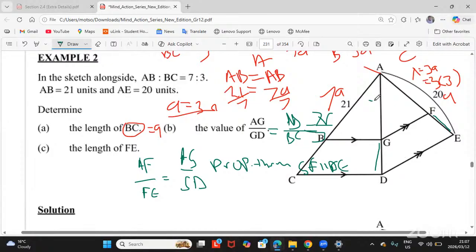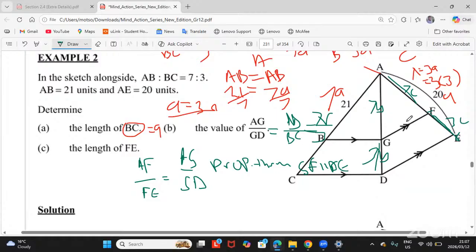This is 7, but we can't say this is 7A because we used the variable A on the other side. Let's say this is 7B, this will be 3B. Fine. On that other side, because the ratio of this side is equal to the ratio of this side, we can also say that is 7C and this is 3C, just like that. Now this is funny.